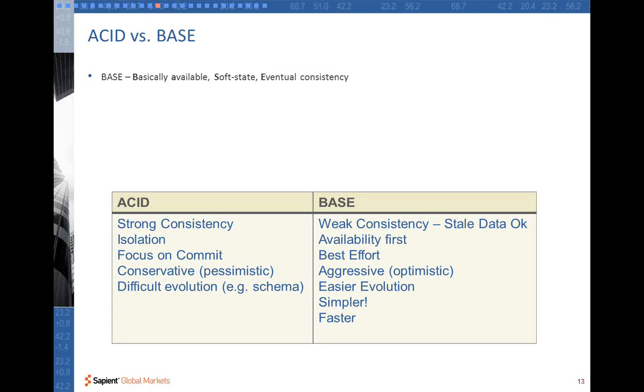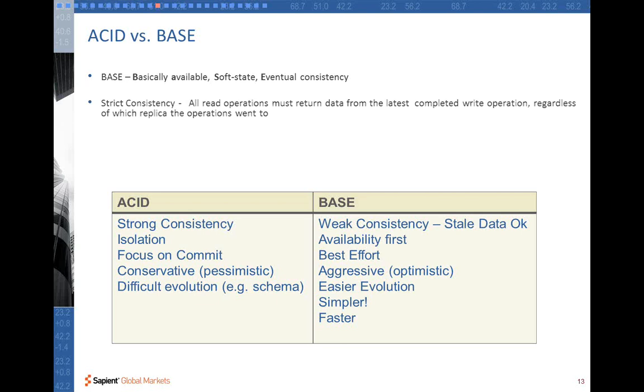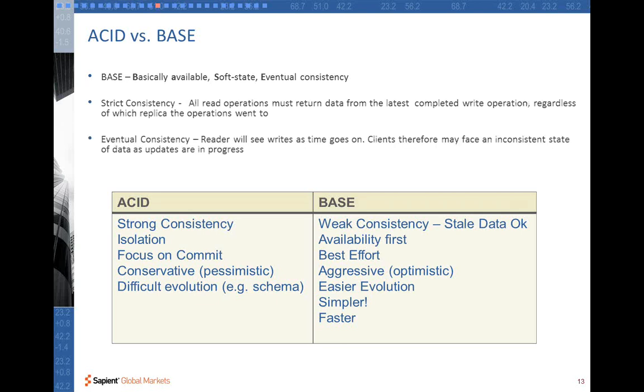So a bit on strict consistency and eventual consistency. Strict consistency means all read operations must return data from the latest completed write operations, regardless of which replica the operation went to. Such strict consistency cannot be achieved together with availability and partition tolerance according to the CAP theorem. So we can choose only two. Now, coming to our second point, eventual consistency means the reader will see writes as time goes on in a steady state. The system will eventually return the last written value.